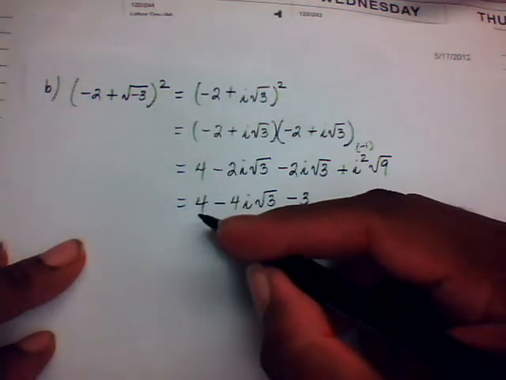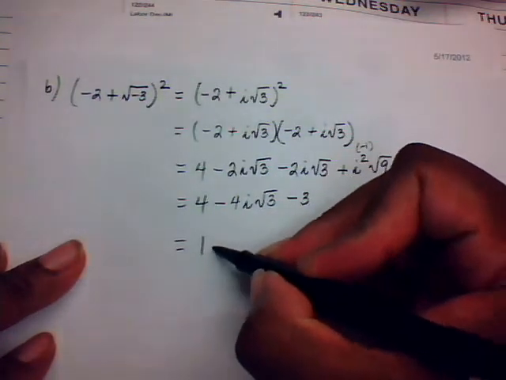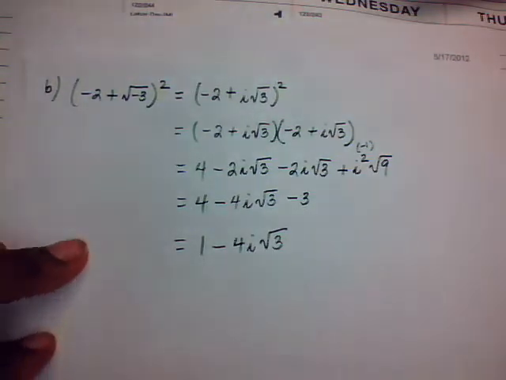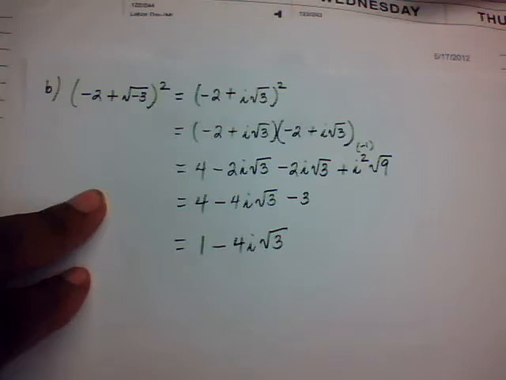Now my like terms are 4 minus 3. That's going to be 1. So this will be 1 minus 4i square root of 3. And that's as far as I can go with that particular problem. Okay, so that's how you would evaluate part B.